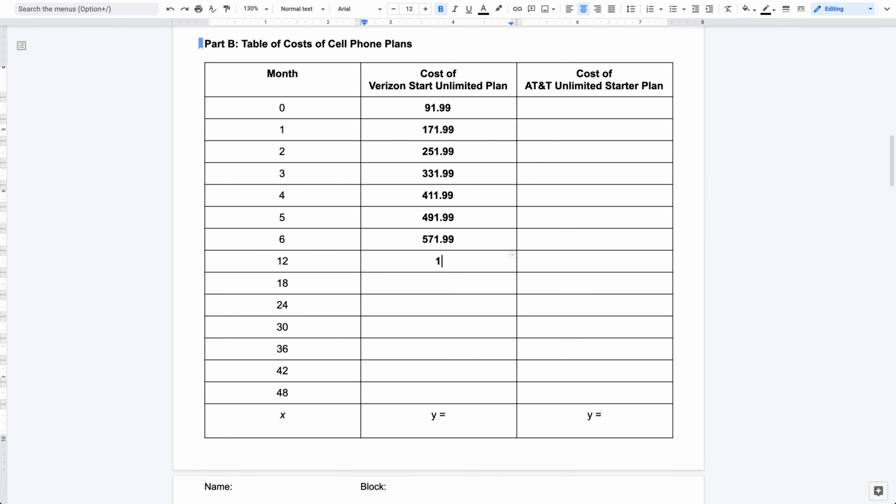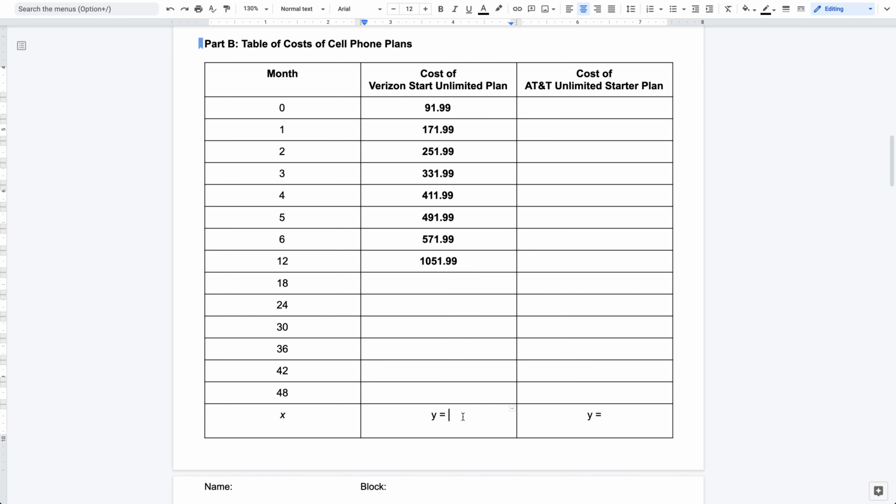$1,051.99. Currently, that's how much money has been spent on this cell phone plan after 1 whole year. You would continue this process until finishing the table for this column, and then you're going to come up with an equation for this plan.